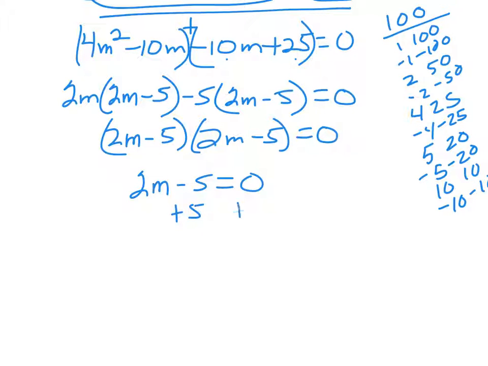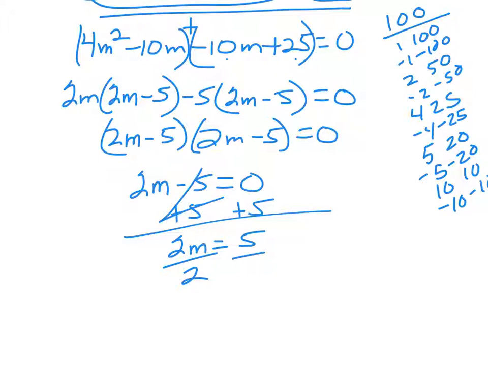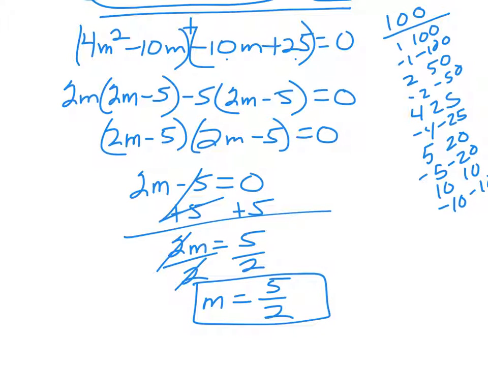Add 5 and add 5. Those cancel. 2m is equal to 5. Divide by 2. m equals 5 halves. There you go, class. There's your solution. m is equal to 5 halves, or 2.5. What do you think of that?